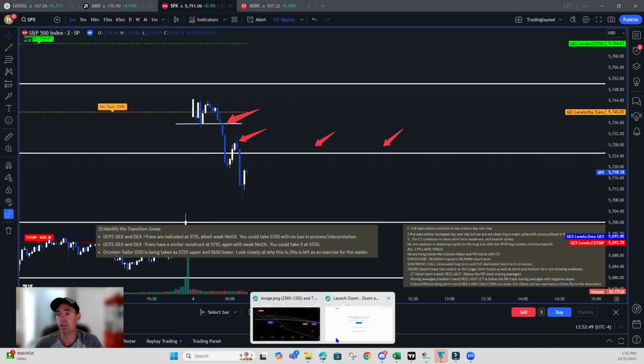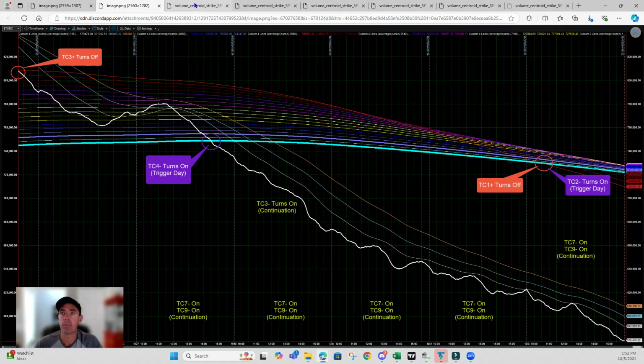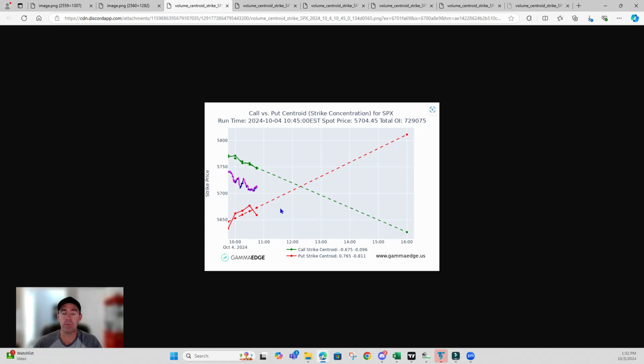Now flip back to a key component and a tool that we use here at GammaEdge, which is the vol-m command. Basically, this just gives us an indication of where the volume of market participants are targeting. Obviously, the green line is calls, and the red line is puts.